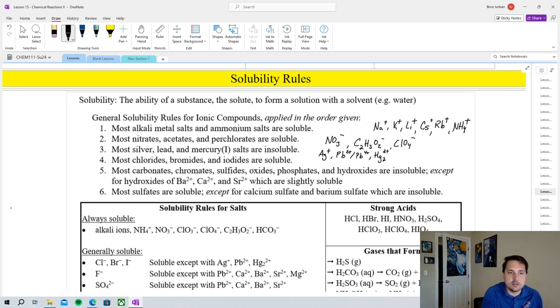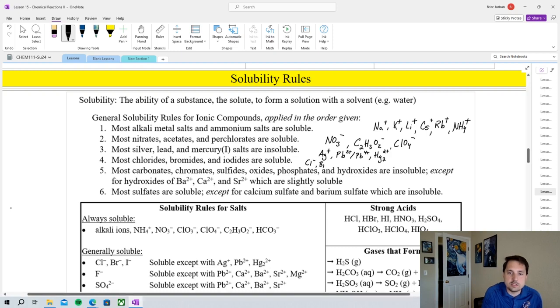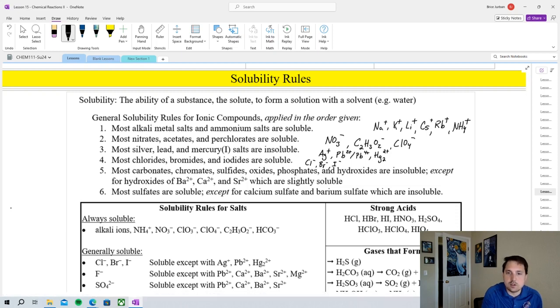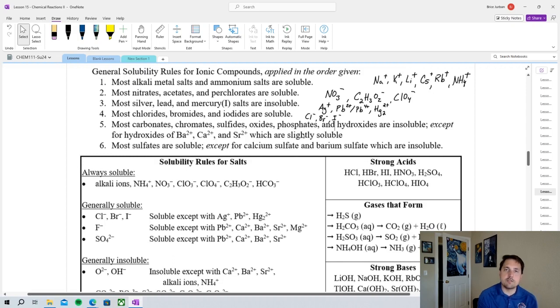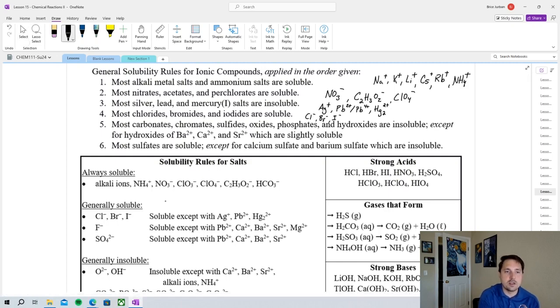And then we get on to the next one, which is the halogens, chloride, bromide, and iodide. So most of these, unless they're paired with silver, lead, or mercury, are going to be soluble. Also, there's a couple down here. Nope, that's it. And then you'll notice that fluorine is not listed. So fluorine has some different rules. We can look at this table down here to look at that.